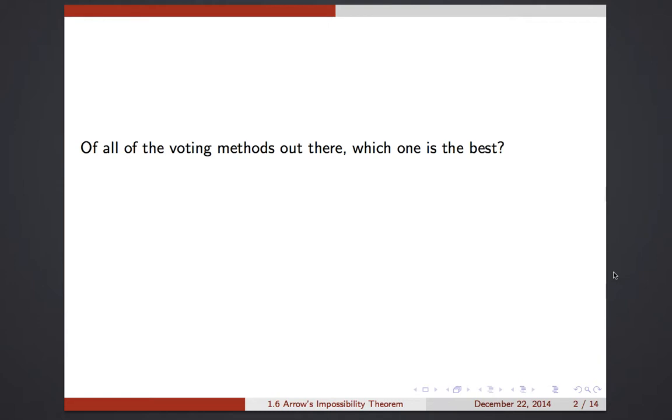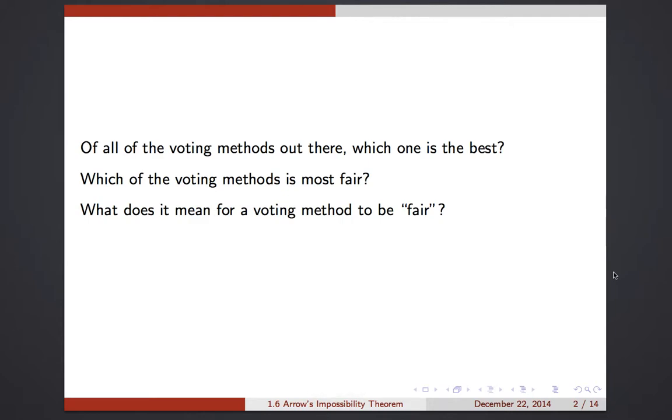And so I said, okay, so by best, I suppose you mean some sort of point system, right? You mean something that takes different votes into proportional account. And they said yes. And so I said, okay, that's fine. I suppose you all in class know what you mean by best, but it's actually not clear what it means for something to be best or what it means for something to be fair. So here are 2 related questions: which one's the best, and which one is most fair?